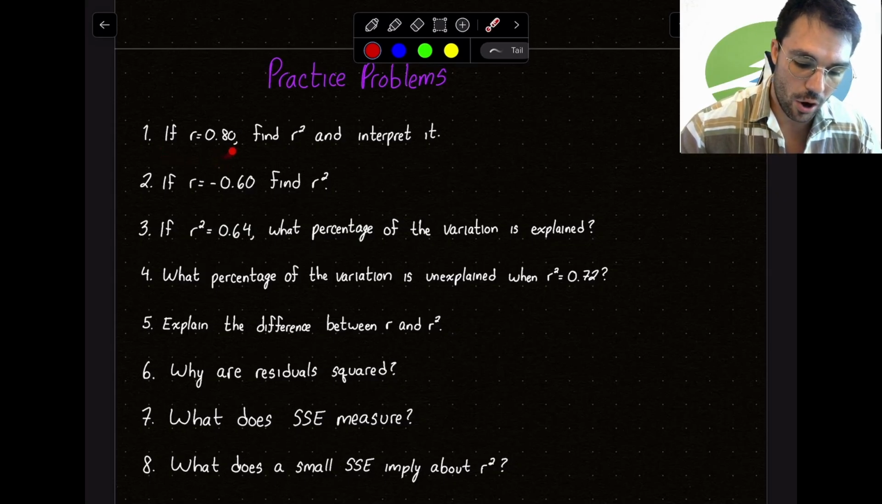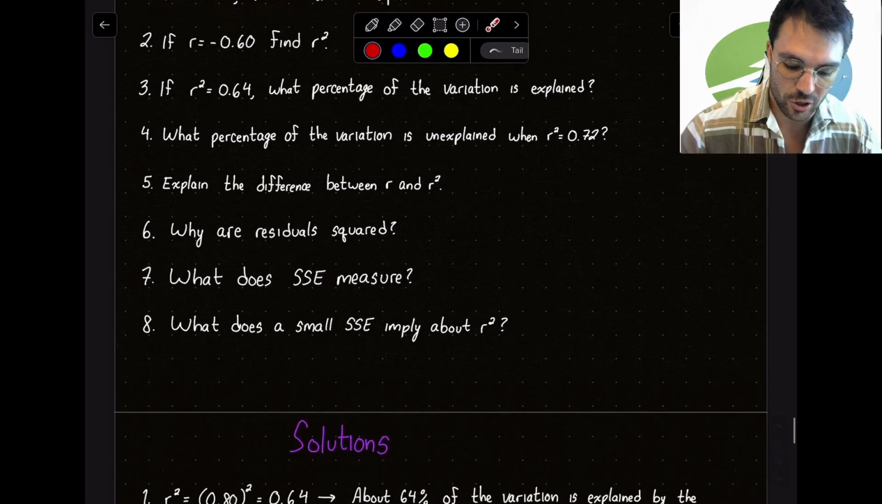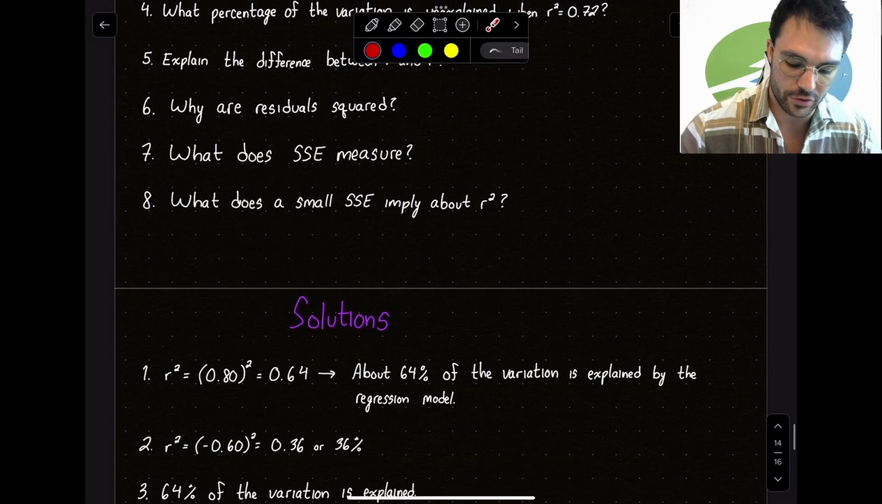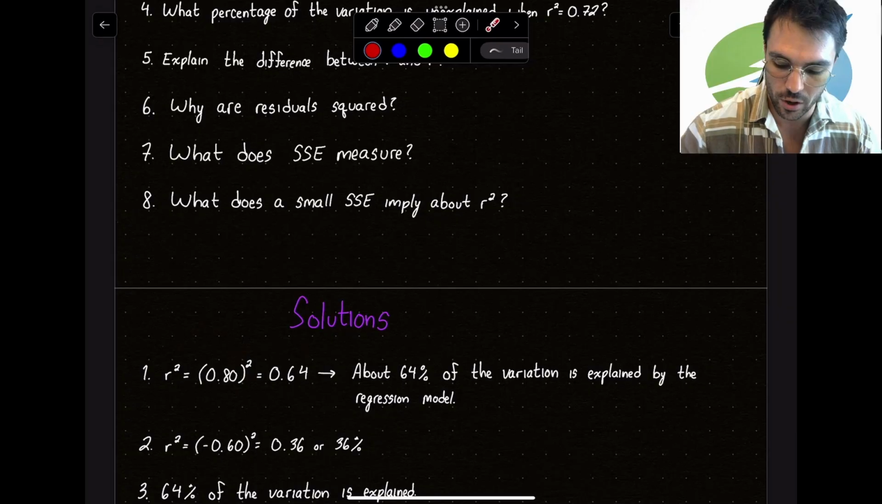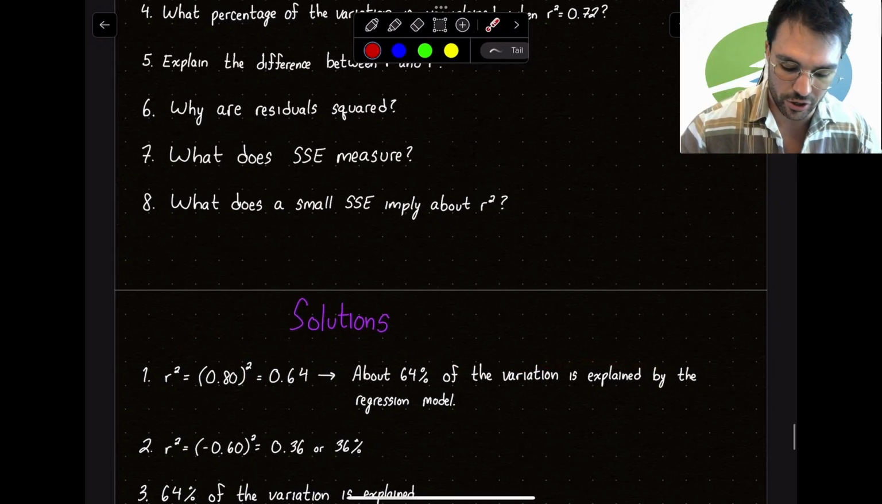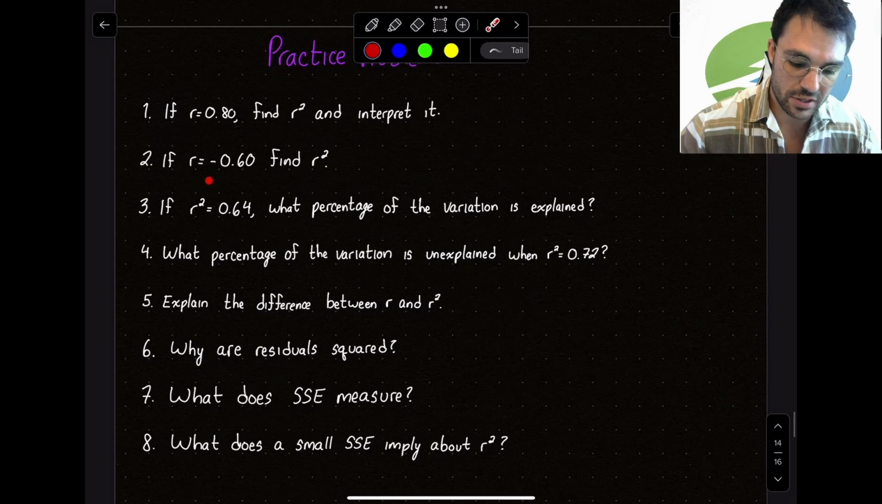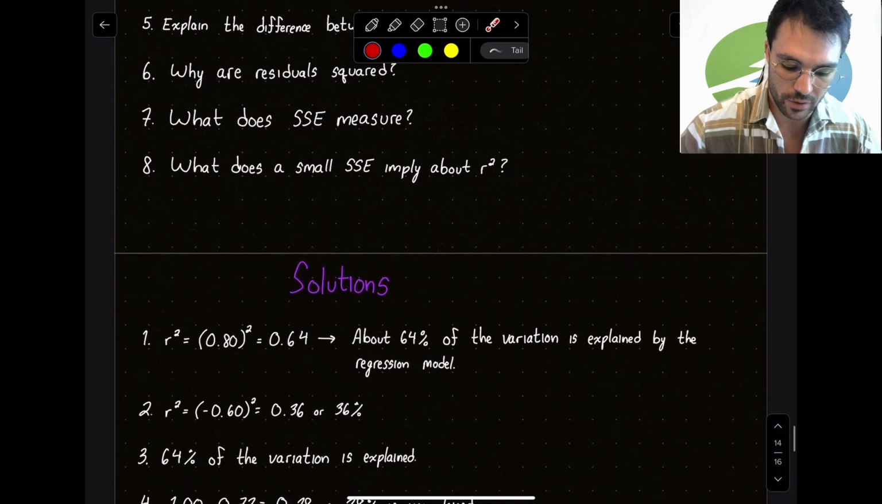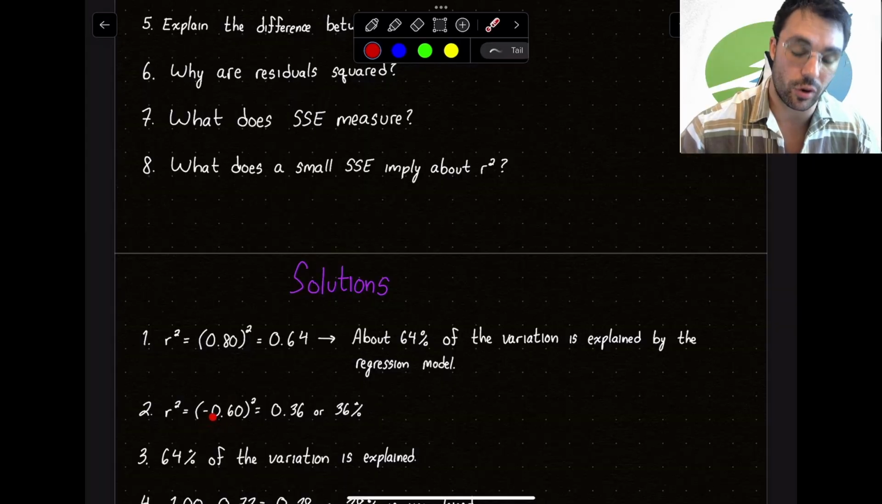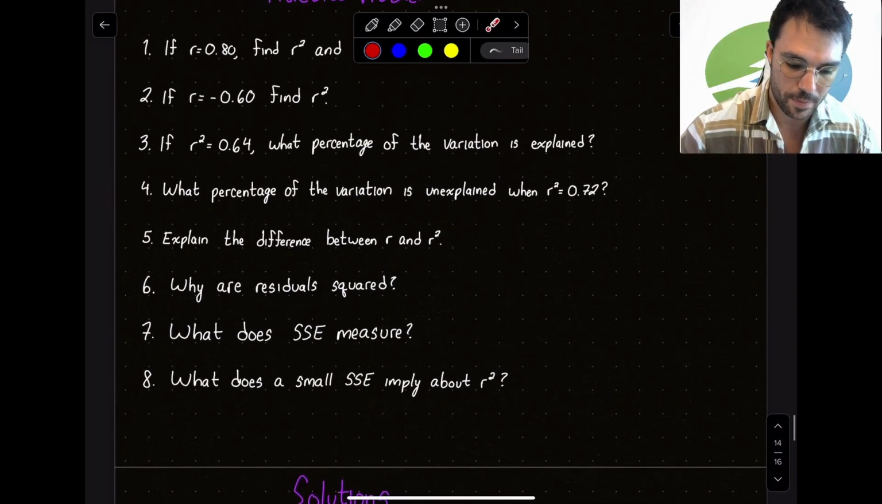Number 1, if R equals 0.8, find R squared and interpret it. I went with the easy way of just squaring it. R squared equals 0.8 squared, which equals 0.64. And this means about 64% of the variation is explained by the regression model. Number 2, if R is -0.6, find R squared. I just wanted to show this one as a reminder to keep the negative in the parentheses when we square. We should get a positive 0.36 or 36%.